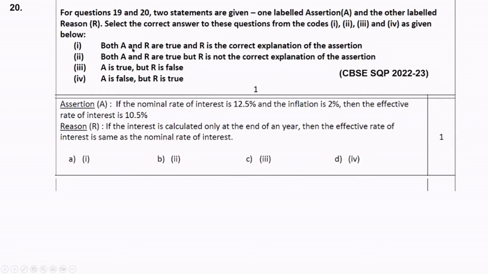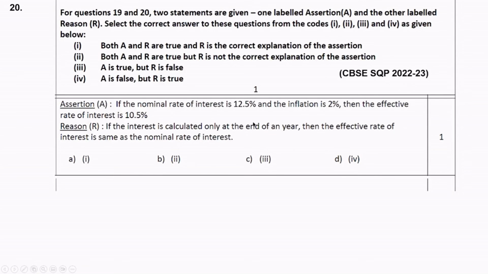So for the following questions, 2 statements are given. One labeled assertion A, the other labeled the reason R. We have to select the correct option. So first option is both A and R are true and R is the correct explanation of the assertion. The second option is both A and R are true but R is not the correct explanation of the assertion. The third option is A is true but R is false, and the fourth option is A is false but R is true.